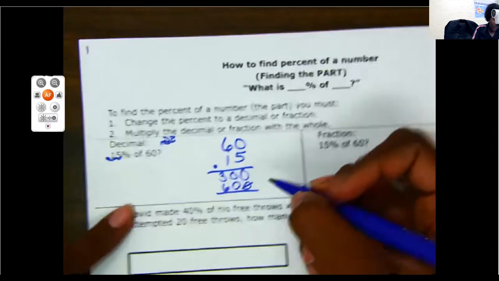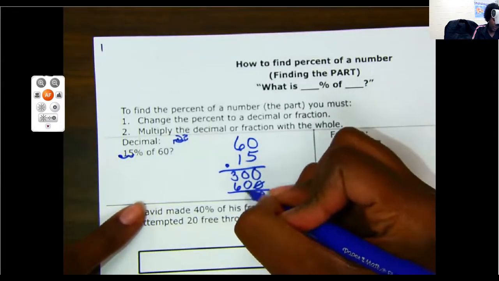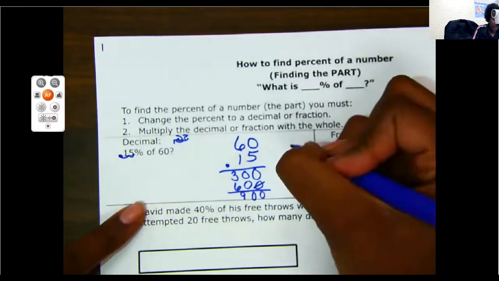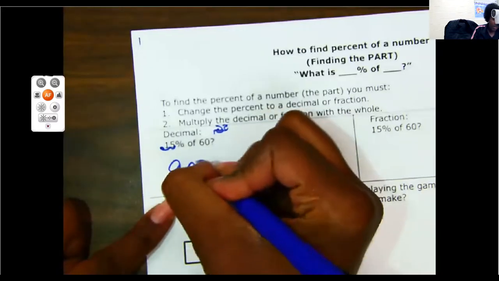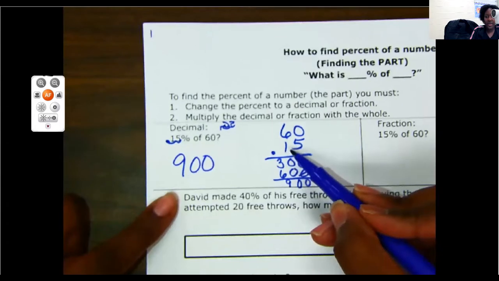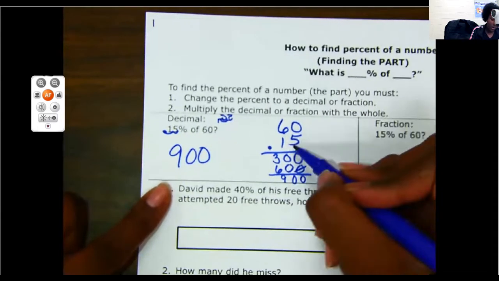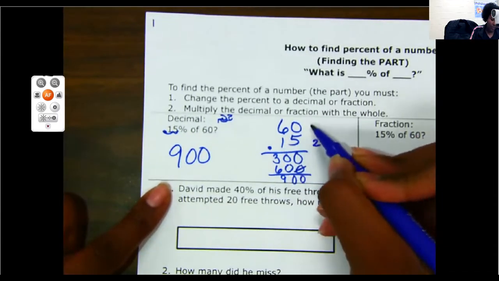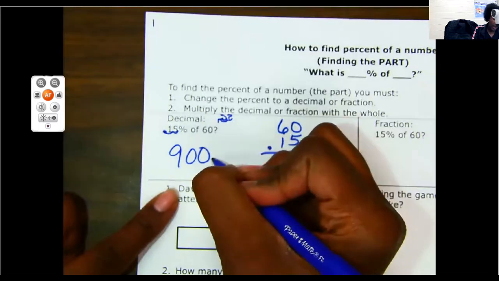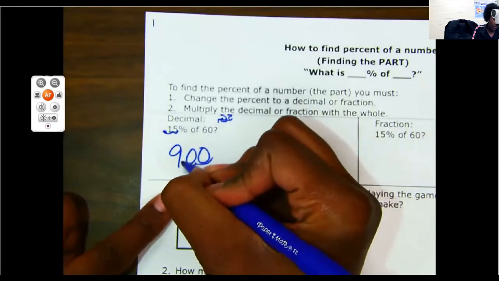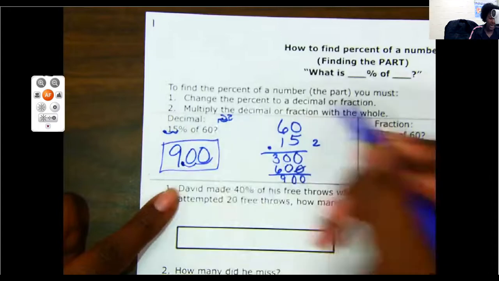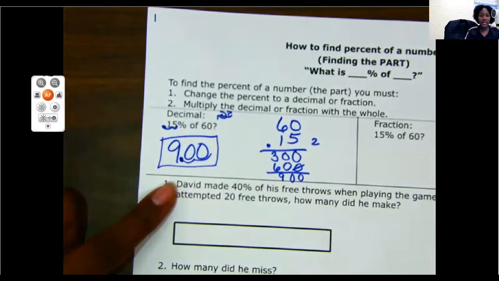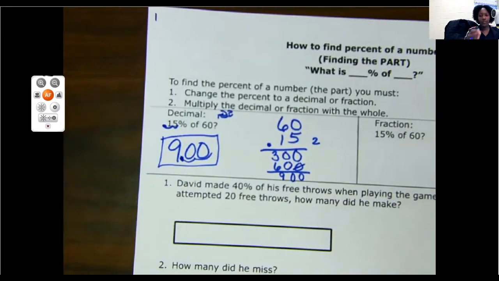Add that up, 0, 0, 6, 7, 8, 9. So I have 900, but remember I multiplied by a decimal, so I have to count how many places I have in here. 1, 2, I have no decimals over there. So I need to start from the back, 1, 2. So my final answer is 9, okay? So that's using the decimal conversion, okay?